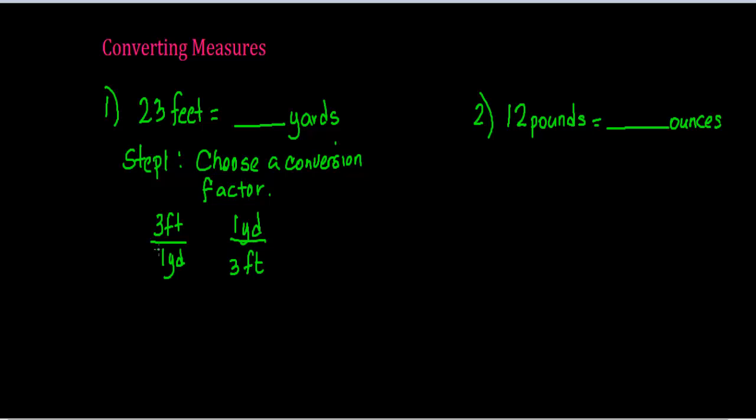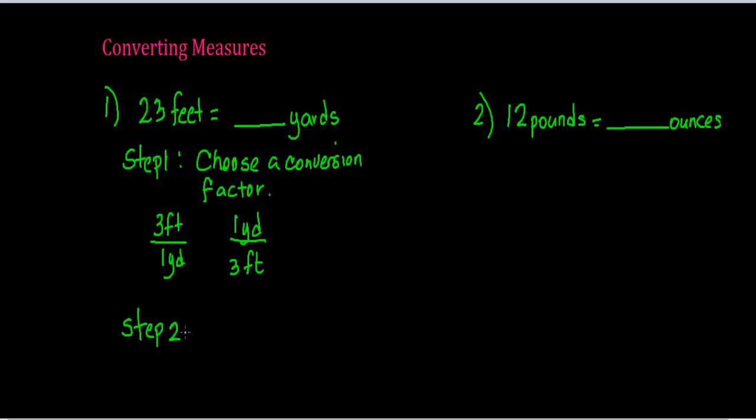Now, which of these 2 conversion factors will I use to turn 23 feet into yards? How do I choose? Well, you know that we can cancel feet. We can cancel words as we discussed in class. And I want to cancel out feet and I want to end up with yards. So how do we cancel feet? We cancel feet by cross canceling like we do with multiplication. Let me show you. Step 2.